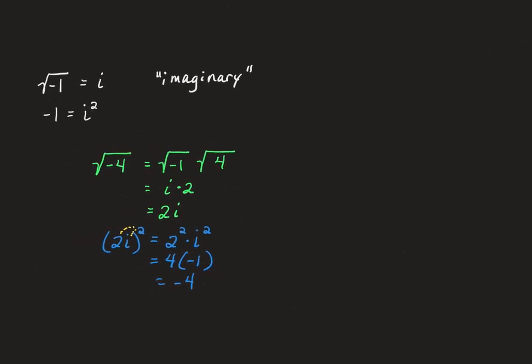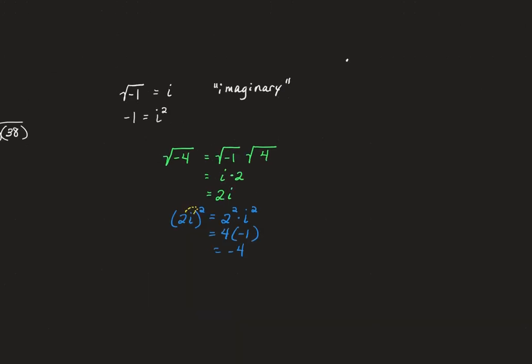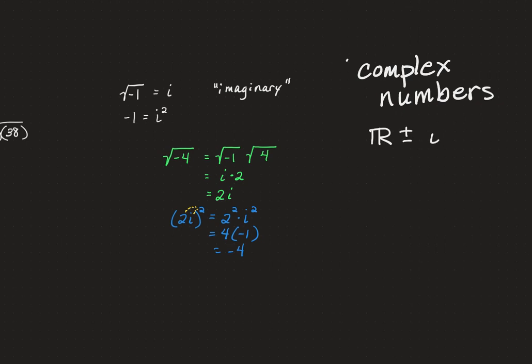Actually, imaginary numbers and real numbers are part of something called complex numbers. And a complex number is just a real number plus or minus an imaginary number. Okay, that's kind of simplified. Let's give some examples.